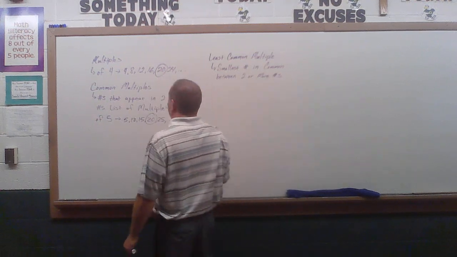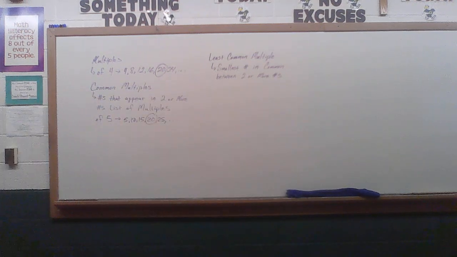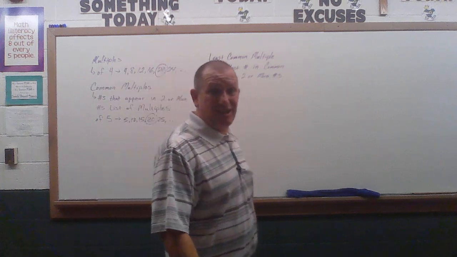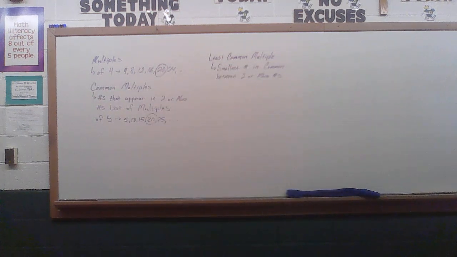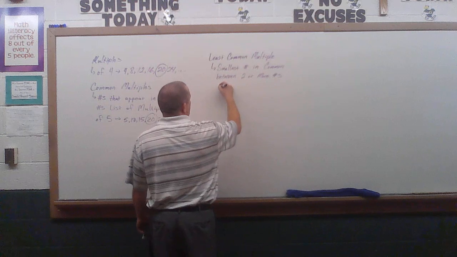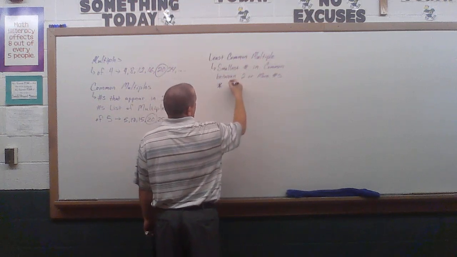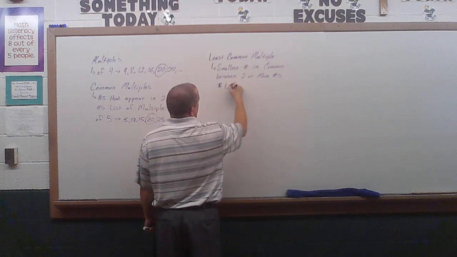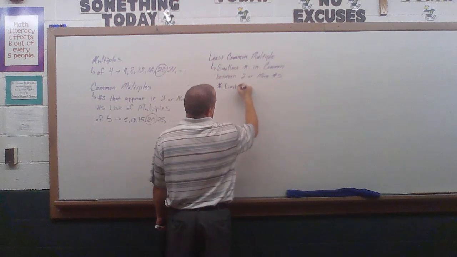Now, why would we want the least common multiple? If we found the smallest common multiple that we were going to use as our denominator, why would we want the smallest one? What does that make sure that we don't have to do at the end? Reduce? Yeah. So the only reason that we're looking for this really is this limits reducing.